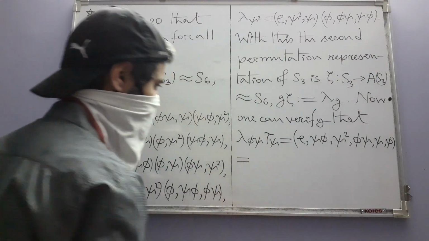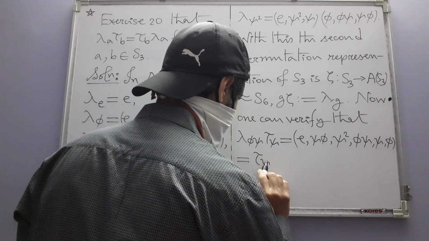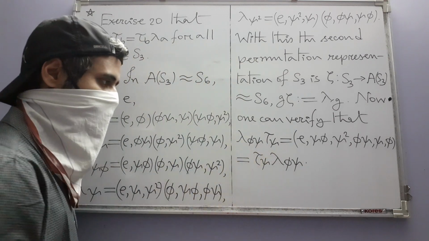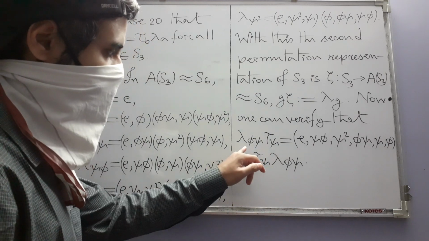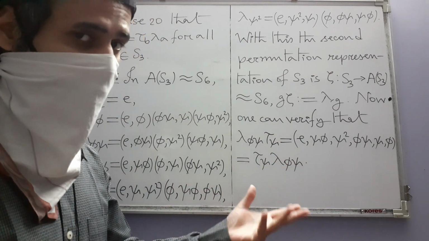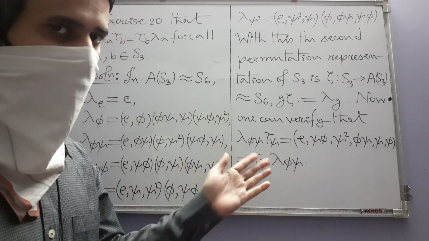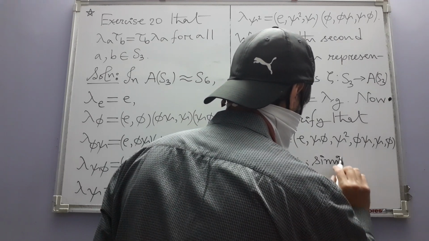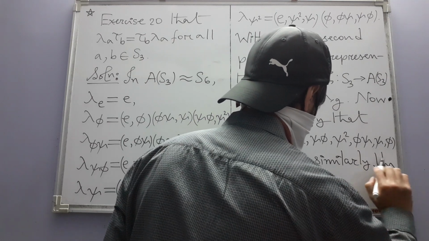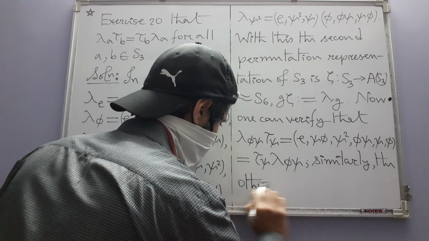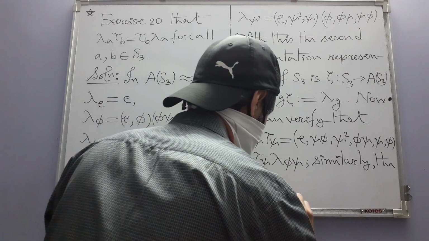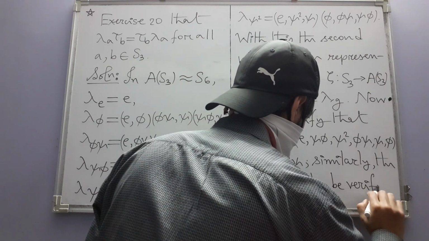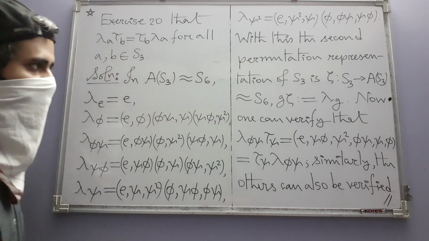And one also finds that this is equal to tau psi lambda phi psi. There is no particular reason for choosing these two particular lambda and tau functions, that is for these suffix g elements, S3 elements. But it's just one of all the possibilities. So the others you can verify. Similarly, the others, means the other equations, can also be verified. And here now the solution ends.